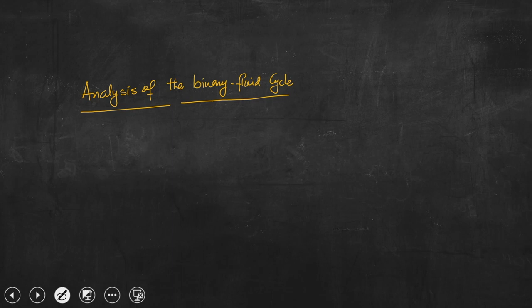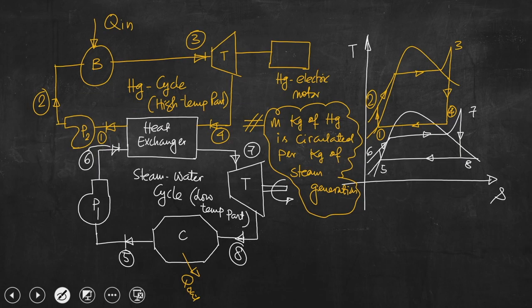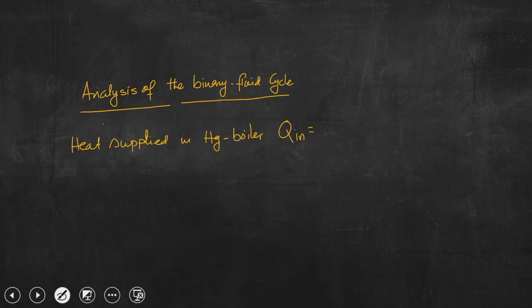So, you know that heat supplied in the HG boiler. We are using this prefix HG to indicate that the boiler is associated with the HG cycle. So, this is Q in, and that is what we have seen, that this amount of heat is added to this mercury cycle, and that Q in is equal to m into HG in, or I can give the name HGI.